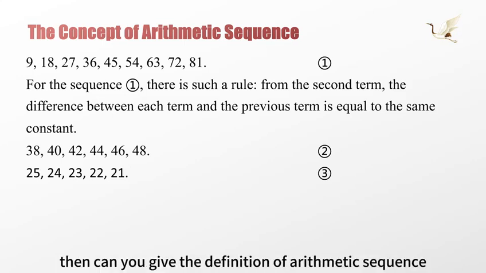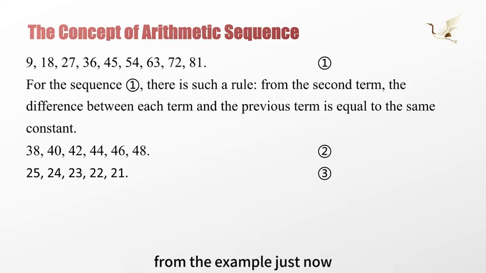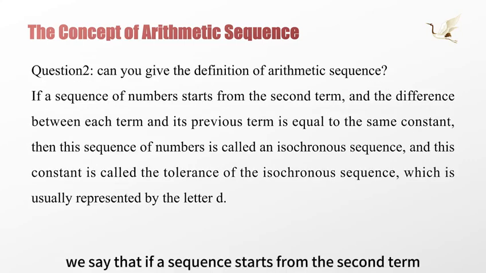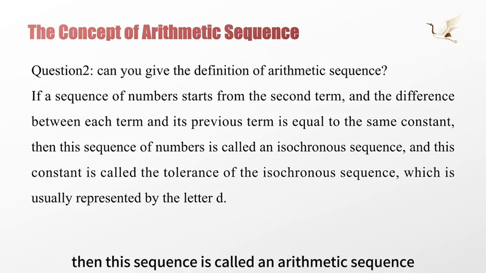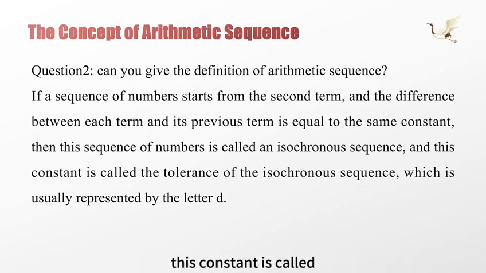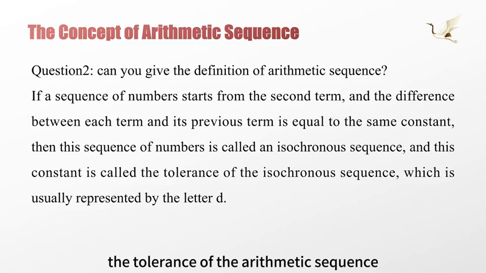Then can you give the definition of arithmetic sequence from the examples just now? We say that if a sequence starts from the second term and the difference between each term and its previous term is equal to the same constant, then this sequence is called an arithmetic sequence. This constant is called the common difference of the arithmetic sequence and is usually represented by the letter d.